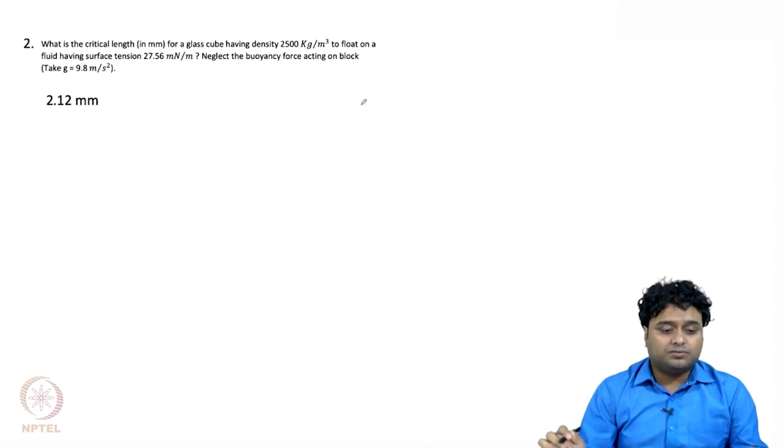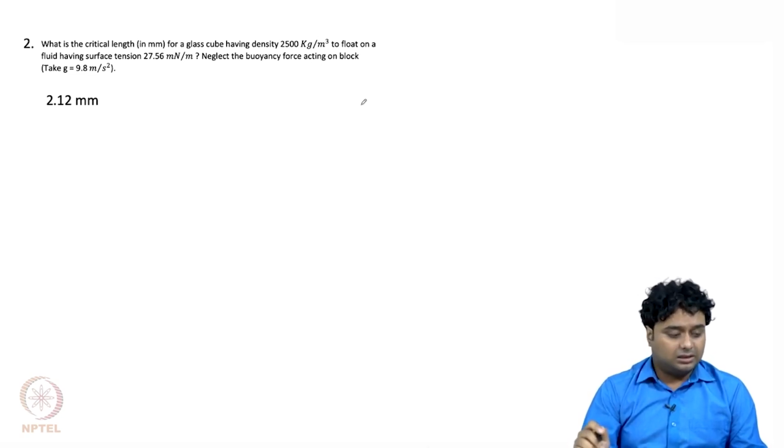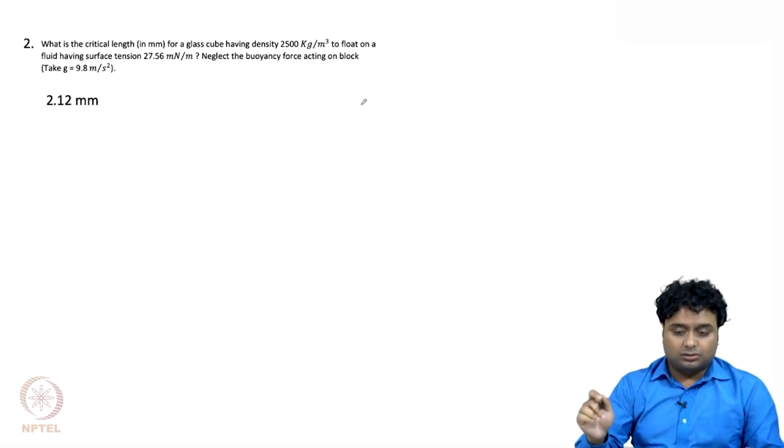Now the next question is from scaling. The question is: what is the critical length for a glass cube having density of 2500 kg per meter cube to float on a fluid having surface tension of 27.56 millinewton per meter? Buoyancy will be neglected. Now this problem is almost similar, or exactly similar, just the values are different from the problem we discussed during the lecture. But still we will do the solution.